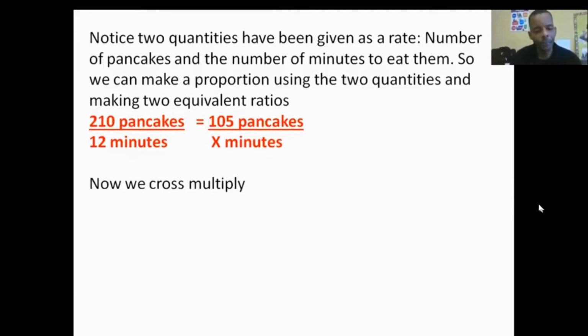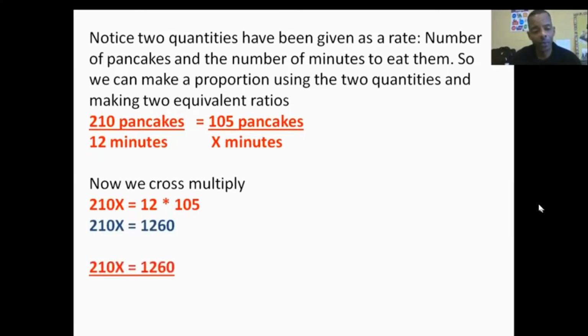X. All right. So we multiply 210 by X. That gives me 210X. When we multiply 12 times 105, we get 1,260. Okay. Then we want to remove the 210 to get X by itself. So what do we do? Like we did the other problems, we divide by 210 on both sides. That divides out to 1. And it would take Big Mike, cute little Big Mike, 6 minutes to eat 105 pancakes if it takes him 12 minutes to eat 210.